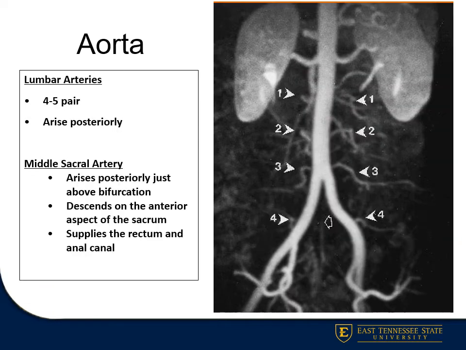And then there are 4 to 5 pairs of lumbar arteries, which you can see in this image here, coming off posteriorly and laterally. And then the one unpaired artery that we haven't talked about is the middle sacral artery, which arises at the bifurcation of the aorta posteriorly, and it descends on the anterior aspect of the sacrum, and this gives vascular supply to the rectum and the anal canal.